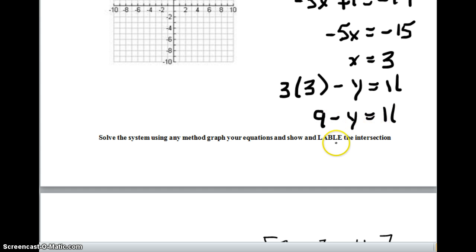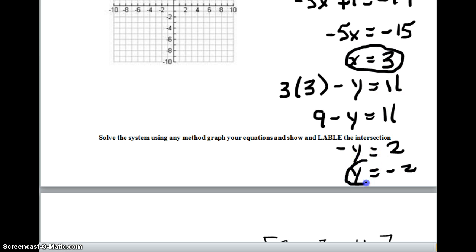Subtract 9 from both sides, and you're going to have -y equals 2. Therefore, positive y equals -2. And I've got my x and my y value for my intersection point. My solution is going to be 3, -2.